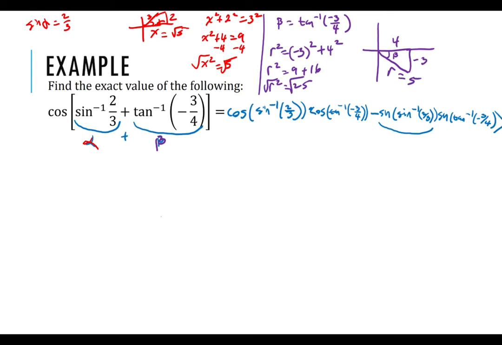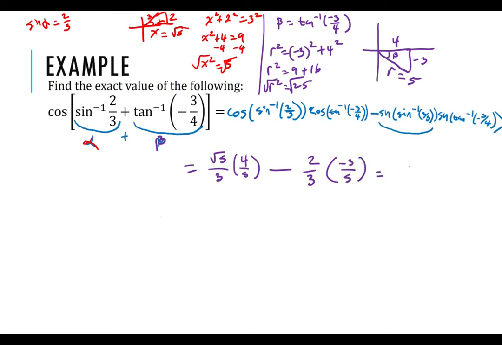So now I can actually answer all of my questions here, because cosine of alpha is going to be the x over the r, or that's going to be root 5 over 3. Then cosine of tangent inverse of negative 3/4, or cosine of beta, is going to be 4 over 5, so that's 4/5. Then minus sine of sine inverse of 2/3, that's the easy one, that's just 2/3. And then sine of tan inverse of negative 3/4, that's really sine of beta. Sine of beta is going to be negative 3/5.